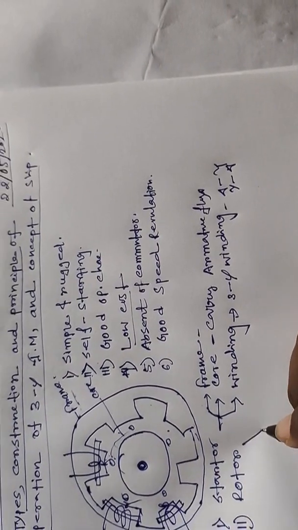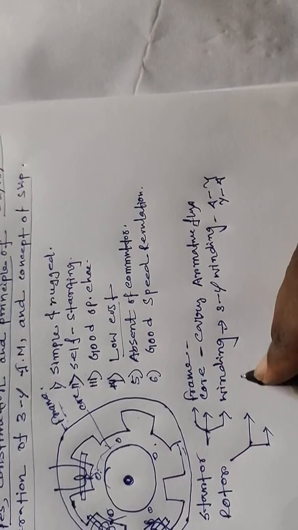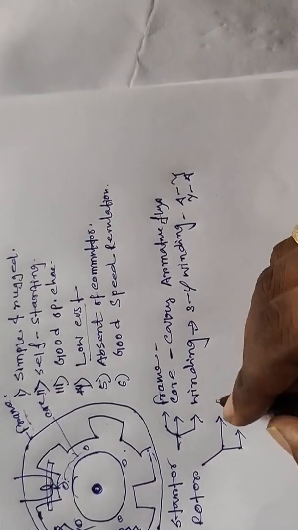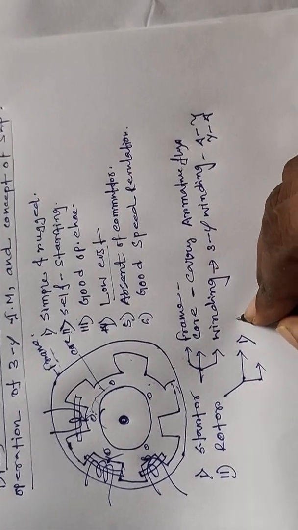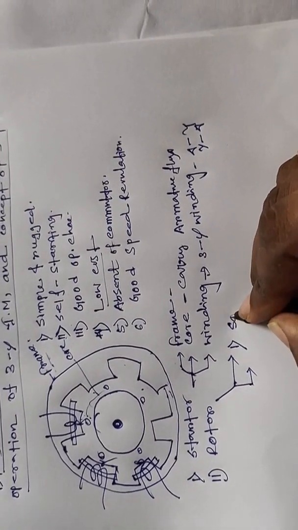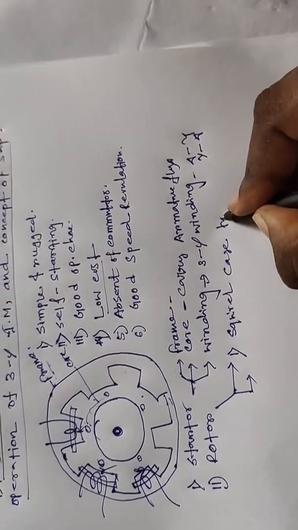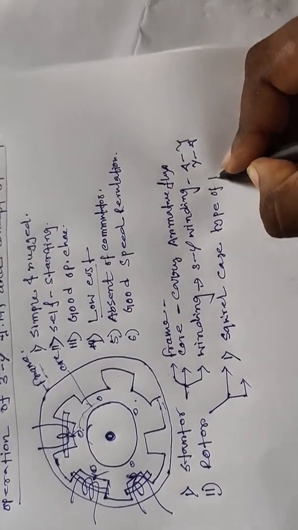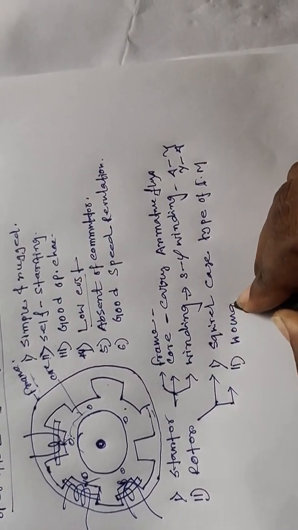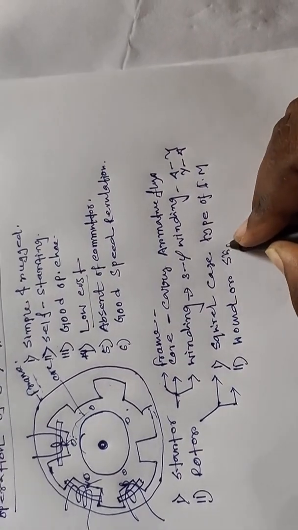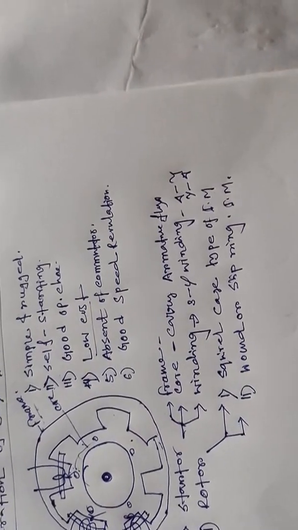Then I will discuss the rotor parts. Depending on rotor construction, motors are mainly of two types. Number one is the squirrel cage type induction motor. Second is the wound or slip ring induction motor.